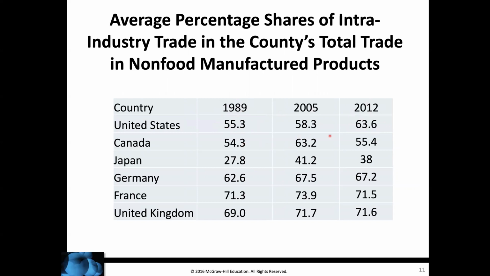Canada, you can see it went up and then down. So we're about where we started in 1989. Japan is significantly higher. Germany's remained fairly flat, as has France, United Kingdom as well. So United States, we've seen an increase. Japan, we've seen a significant increase over time.